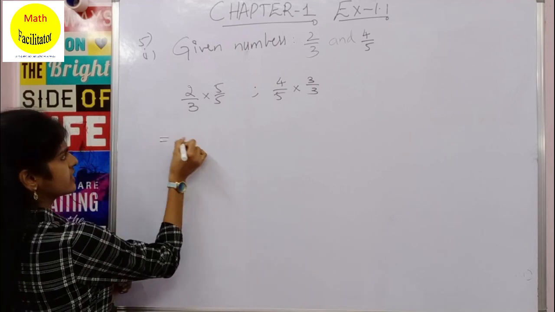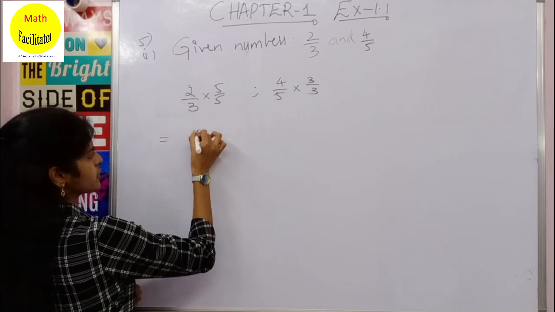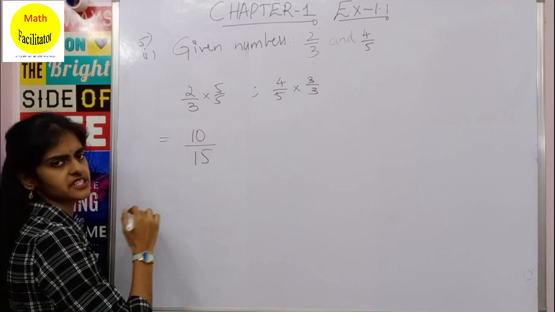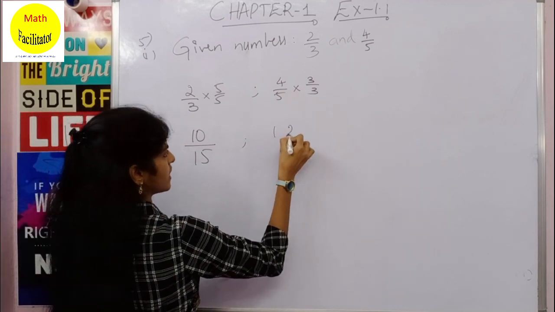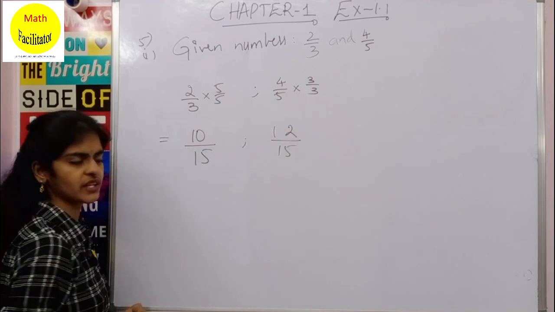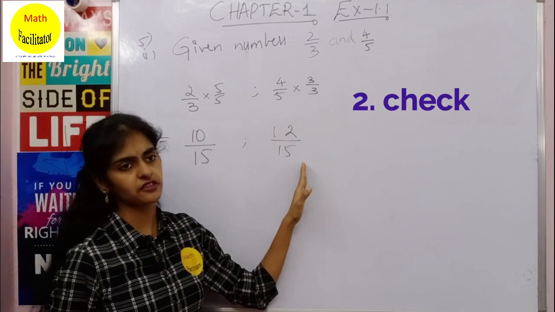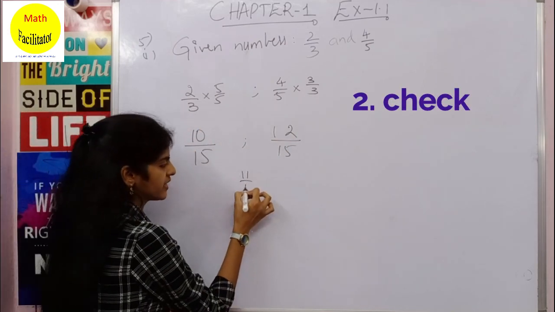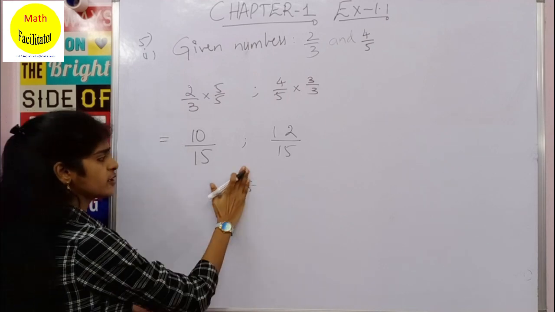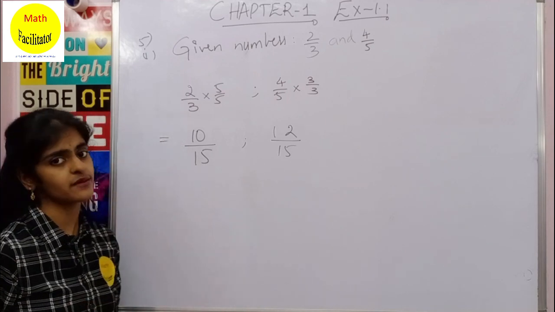So this is equal to 2 into 5 gives you 10 divided by 3 5s are 15. Here it gives you 12 divided by 15. Now you can see 10 upon 15 and 12 upon 15. You have only 11 upon 15 in between, right? But you want 5 rational numbers, so what is the next step you do?